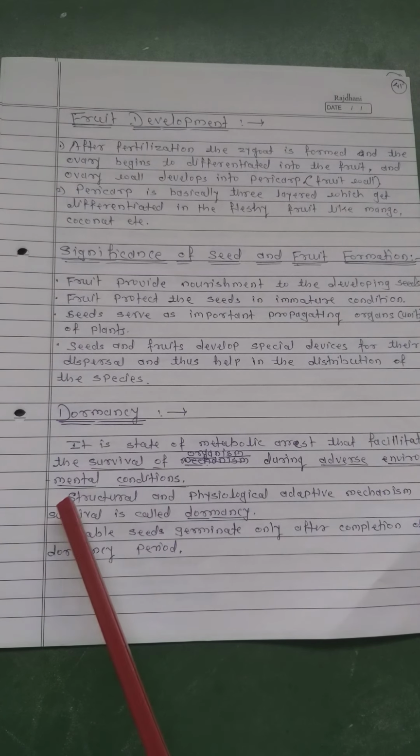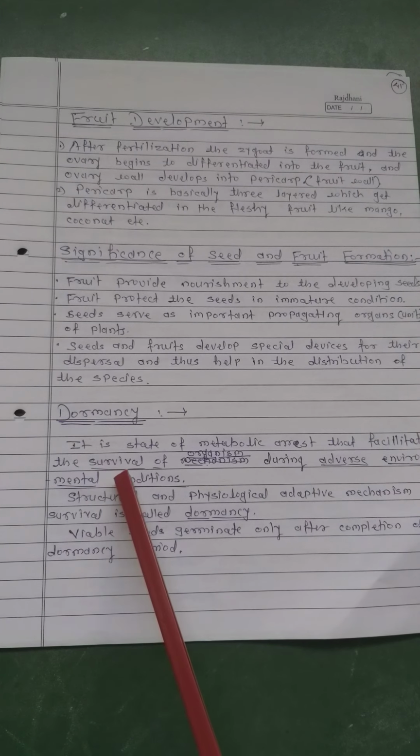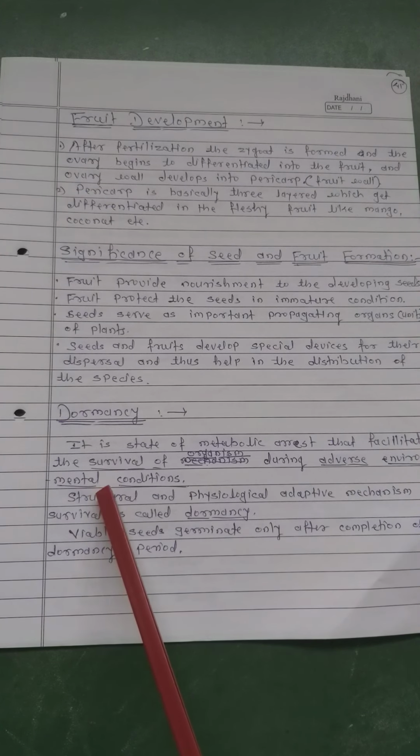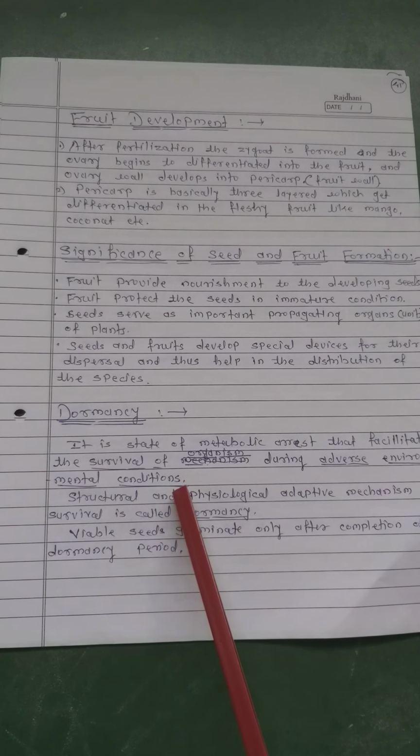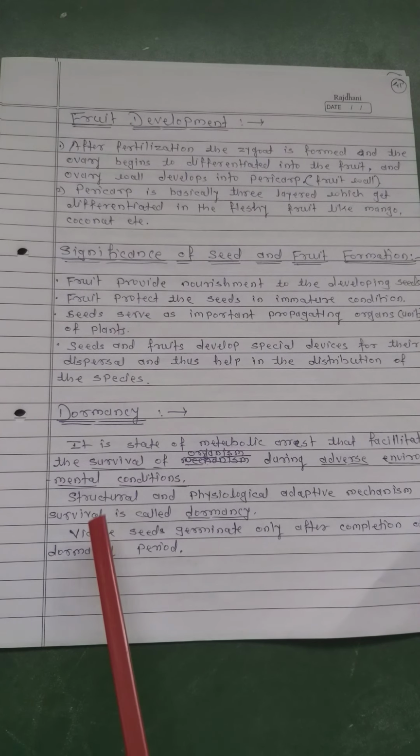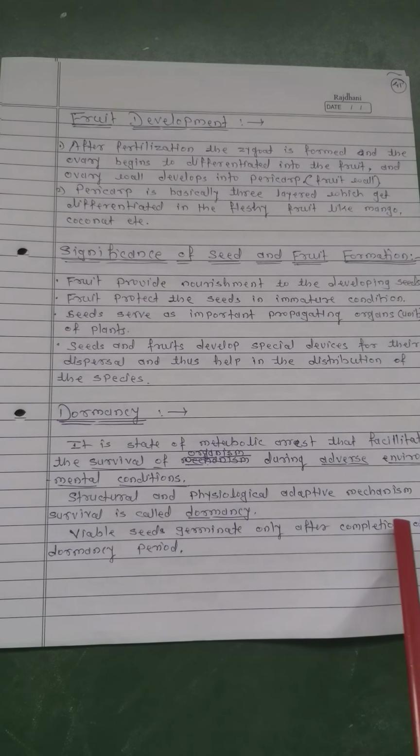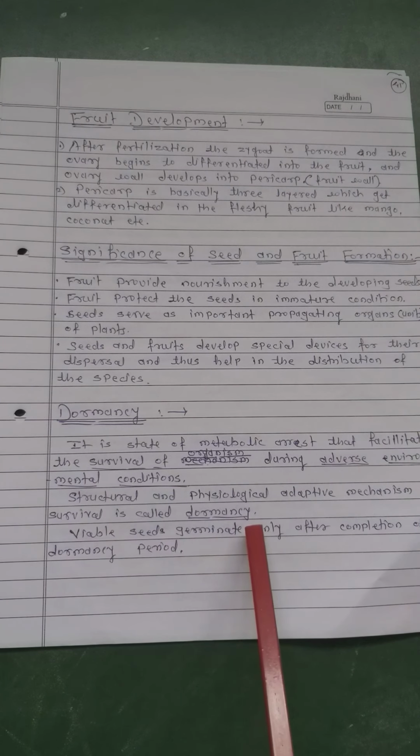Now, dormancy. What is dormancy? Dormancy is a state of metabolic arrest that facilitates the survival of an organism during adverse environmental conditions. When environmental conditions are adverse, at that time the seed and seed embryo are in a dormant phase, and that condition is known as dormancy to survive. Structural and physiological adaptive mechanism for survival is called dormancy. So dormancy plays a significant role in plant life form.